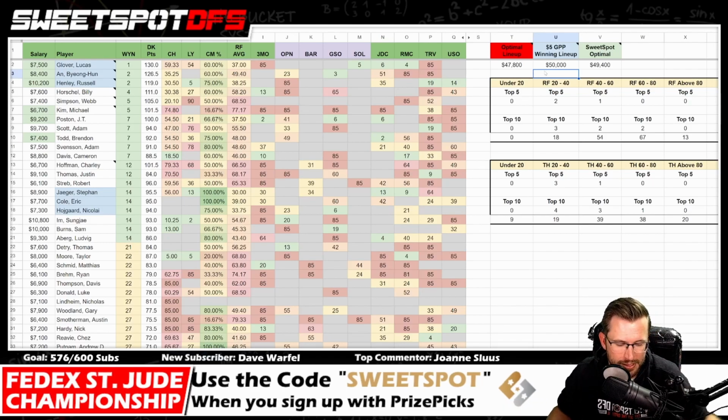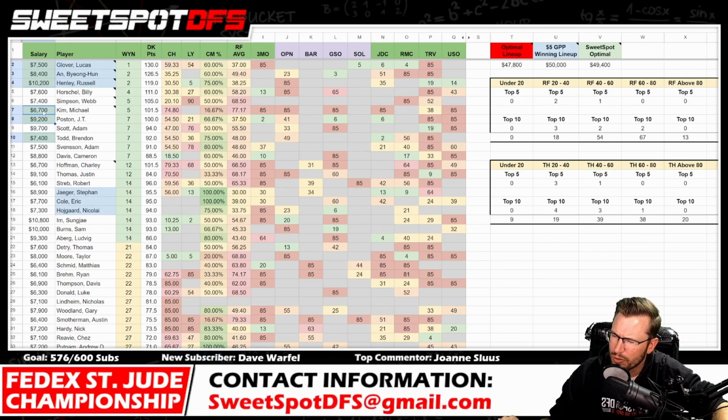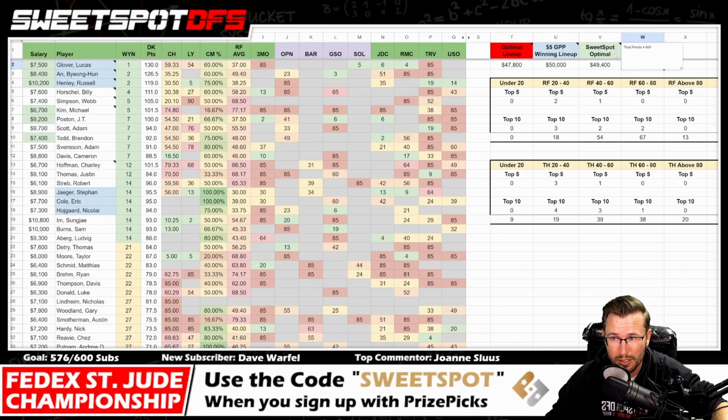So the sweet spot optimal left $600 on the table. It used Lucas Glover at 7.5, Benny Ann at 8.4, Russell Henley at 10.2, JT Poston at 9K, Brendan Todd at 7, and Michael Kim at 6. So just to repeat this from the past optimal and GPP winning lineups, that follows the 10-9-8-7-7-6 approach. Used 49,400 against $600 on the table. Again, it only has to beat 660 points. It scores 669 points.